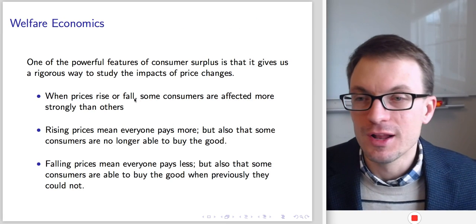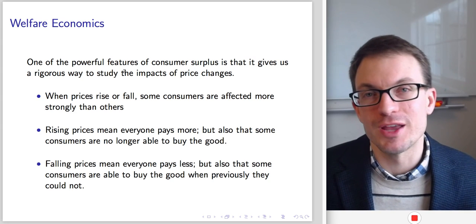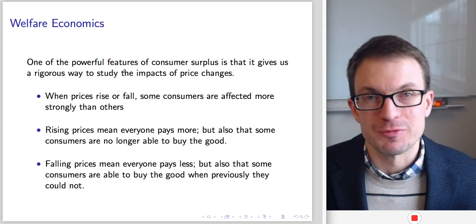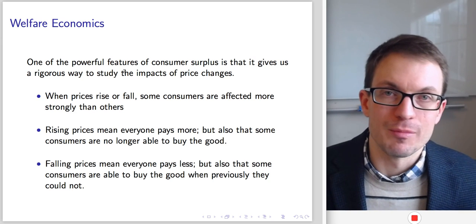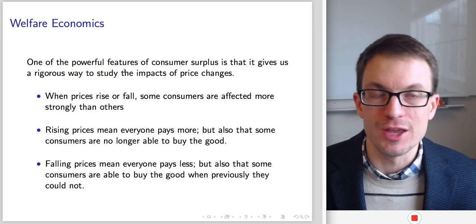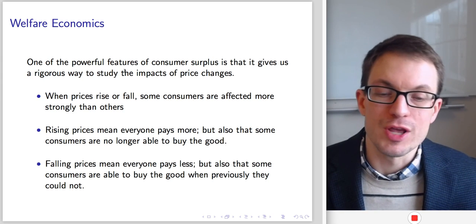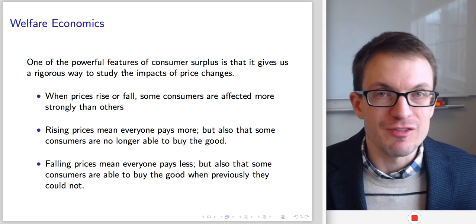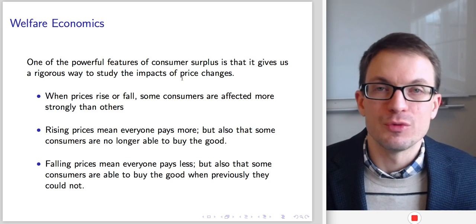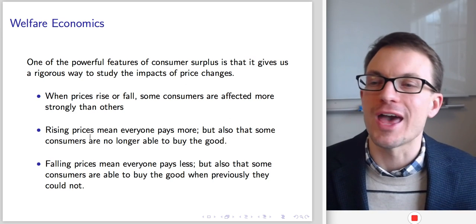Okay, so one of the powerful features of consumer surplus is that it gives us a rigorous way to identify the impacts of price changes, right? Later on in the course, you're going to be interested in thinking about the effect of a change in the minimum wage, or the effect of a tariff, or going from trade restrictions and protectionism to free trade. Well, the reality is not everybody's affected the same way, and we can quantify these effects using consumer and producer surplus. So let's explore that now.